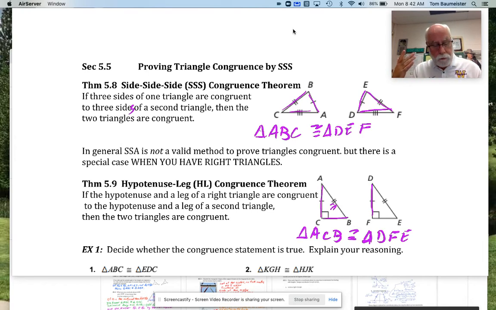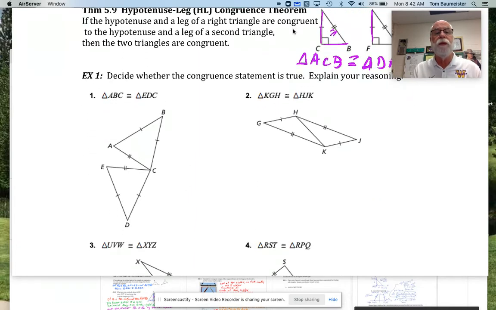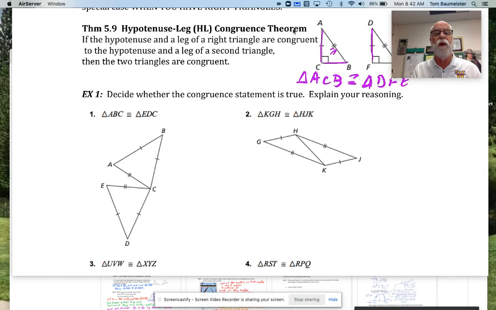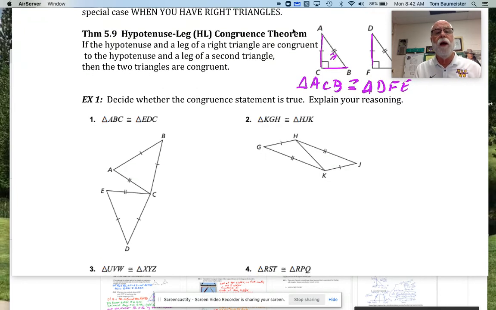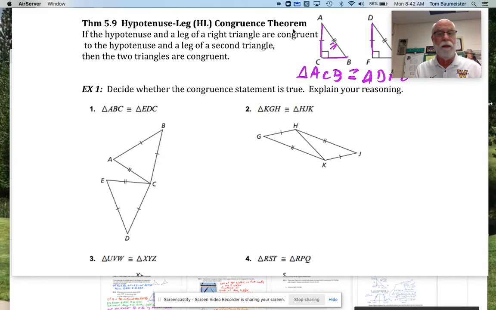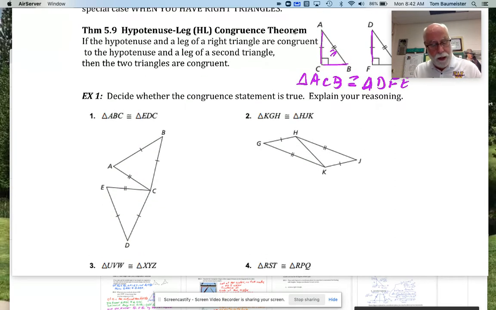All right. So in this only example that I have, now remember, we're not doing proofs right now. So I had to come up with some, and so here's what I came up with. Decide whether the congruence statement is true. Explain your reasoning. All right, and unfortunately, I didn't find one with the hypotenuse-leg, at least in the journal that I used of your guys'. But again, just follow the pattern and make sure it works.